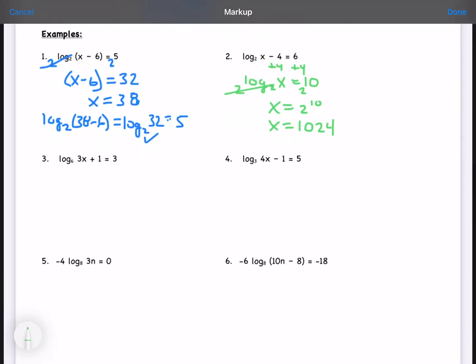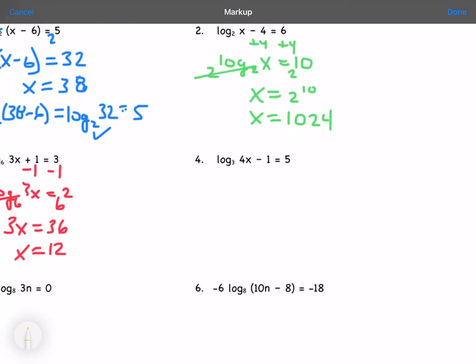Number 3 is similar to number 2. We have to get rid of this 1, so we subtract 1 from both sides. So I have log base 6 of 3x equals 2. And so I'm going to make a new base. So 6 raised to the log base 6 of 3x becomes just 3x equals 6 squared, which is 36, and it's easy then to solve for x. I get x equals 12.